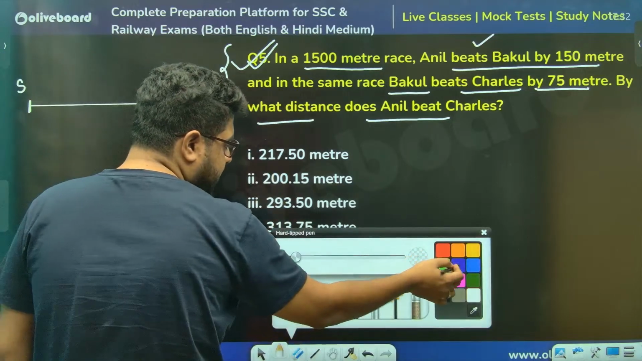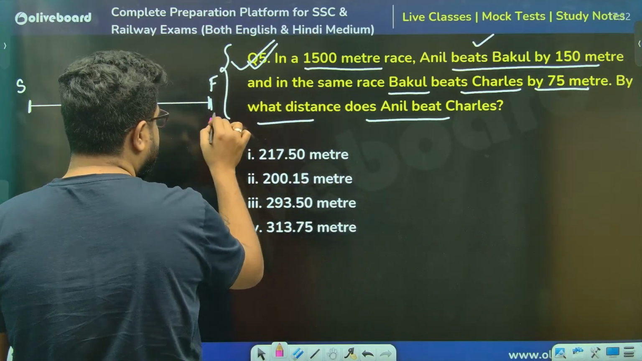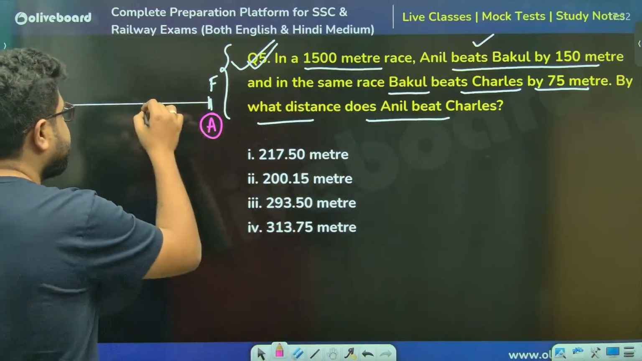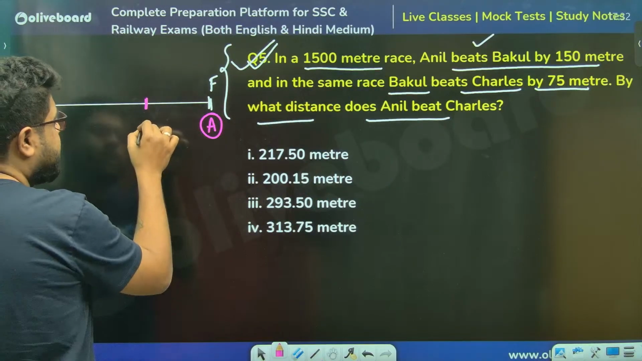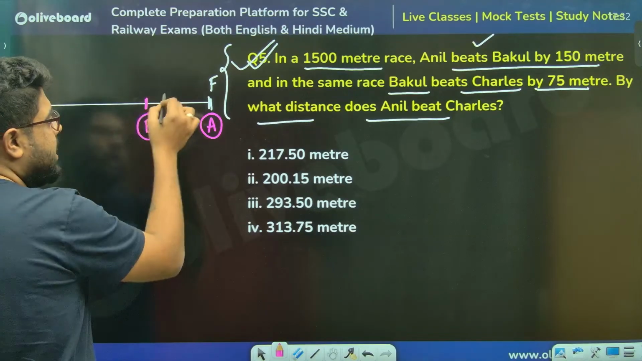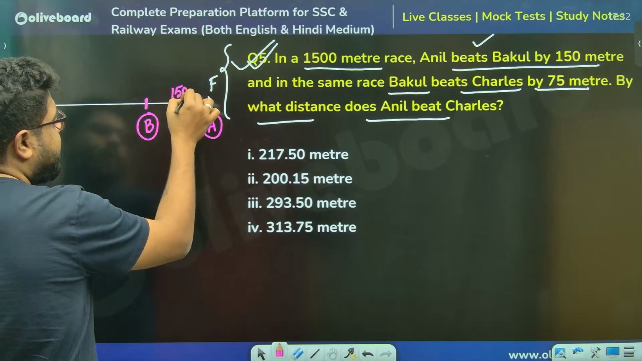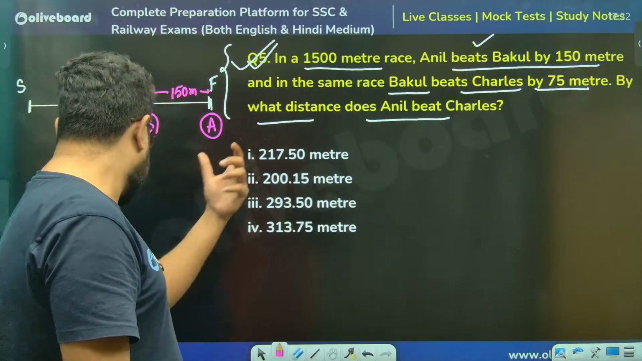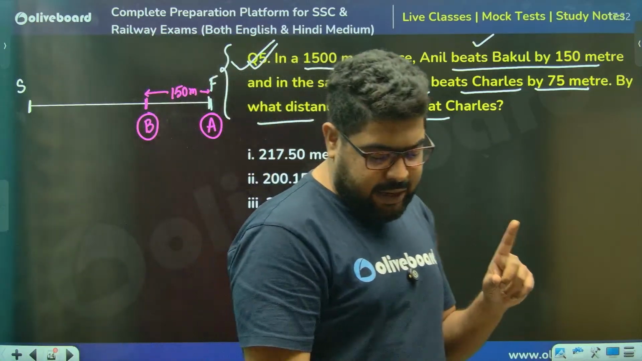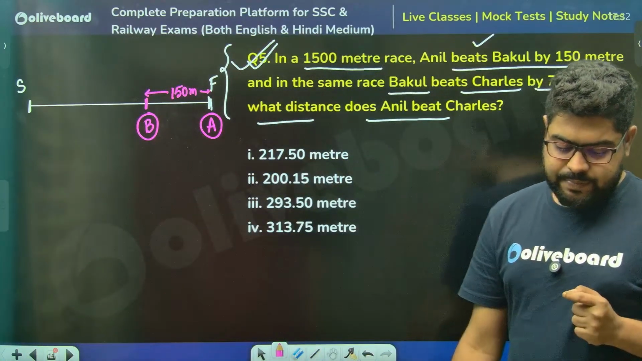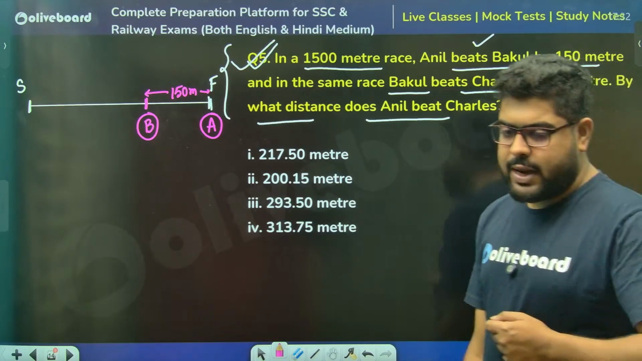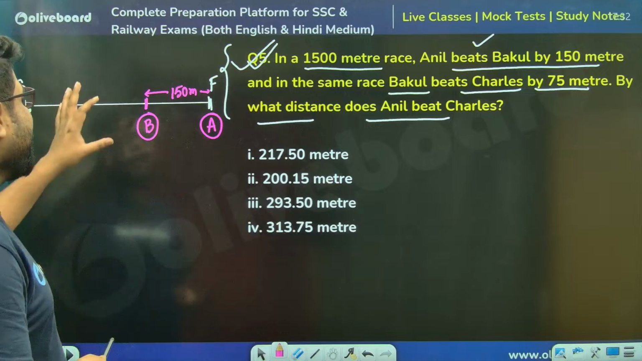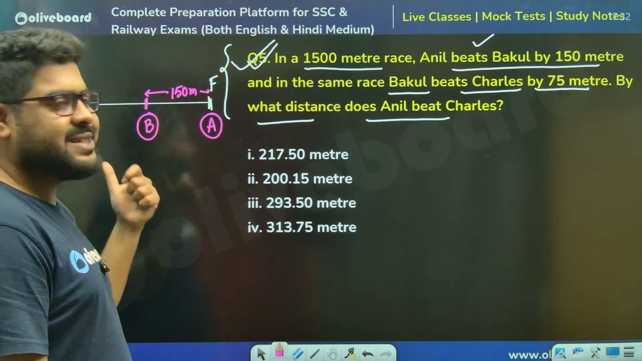By the time Anil is at the finish, Anil has beaten Bakul by 150, meaning Bakul is a little behind. Bakul will be somewhere over here, and this is 150 meters, and this is the meaning of Anil beating Bakul. Artist is saying 270. Long time no see, brother. Okay, 150 meters is this distance.